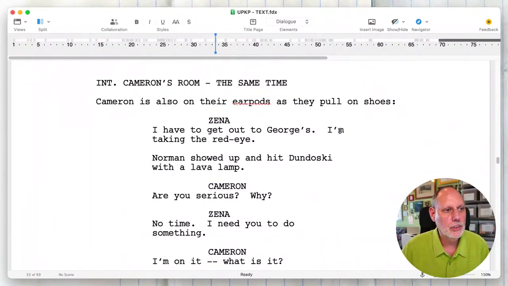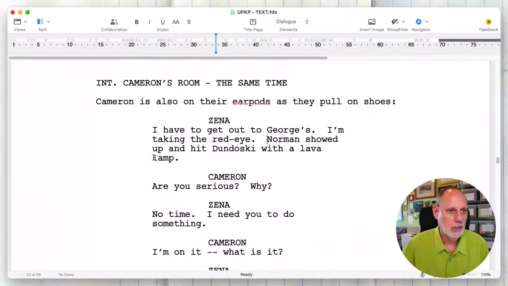Okay, I have to get out to George's. I'm taking the red eye now. There we go. Norman showed up and he said, "Don't ask for the lava lamp." That's a good line. Taking the red eye. I have to get out to George's. I'm taking the red eye, Norman.